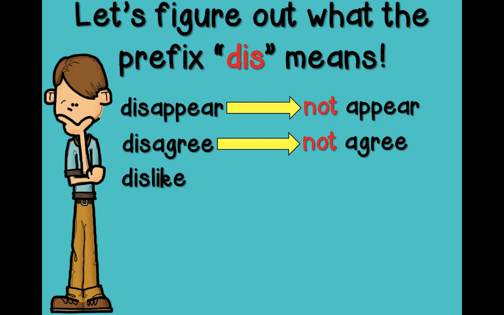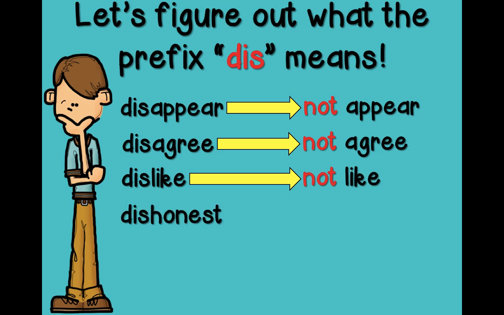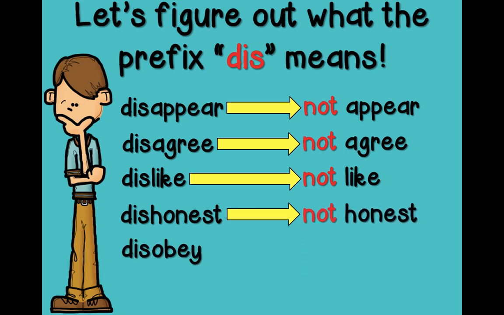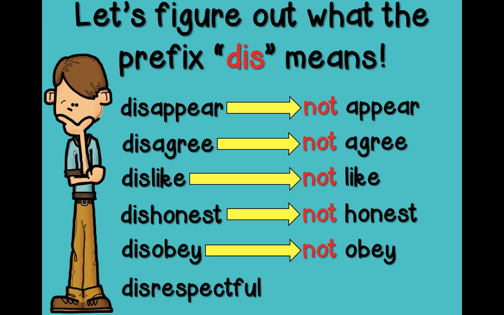If I think of the word dislike, I dislike Brussels sprouts. That means I do not like Brussels sprouts. If I think of the word dishonest, my parents don't like it when I'm dishonest, so they don't like it when I am not honest. Disobey. I never want to disobey, so that means I never want to not obey. And disrespectful. I don't want to be disrespectful, so that means I don't want to be not respectful.